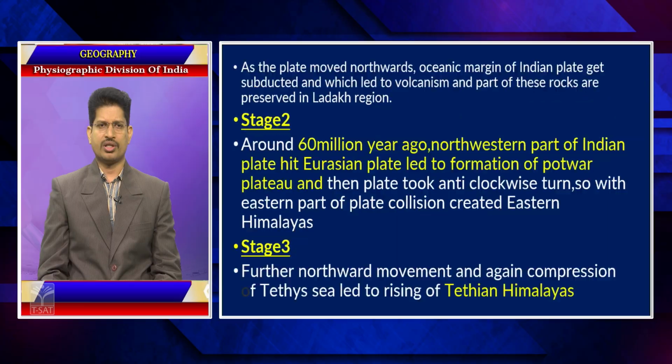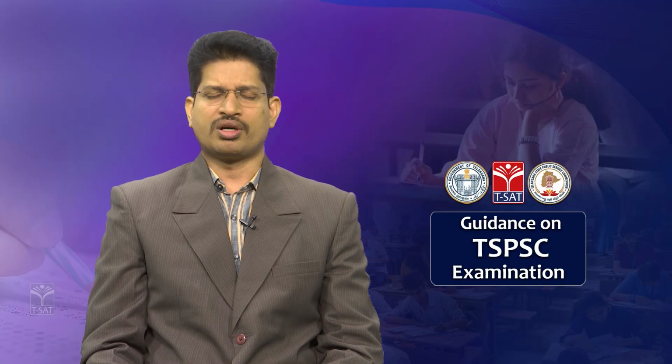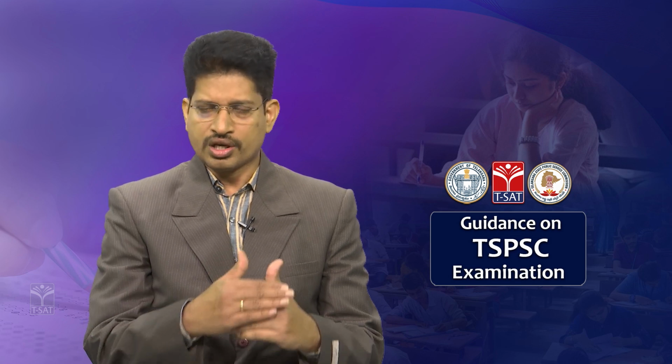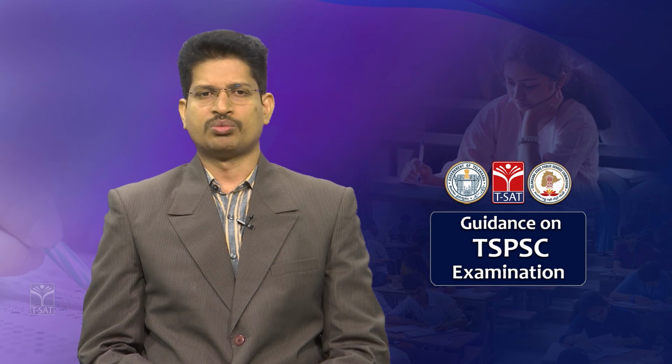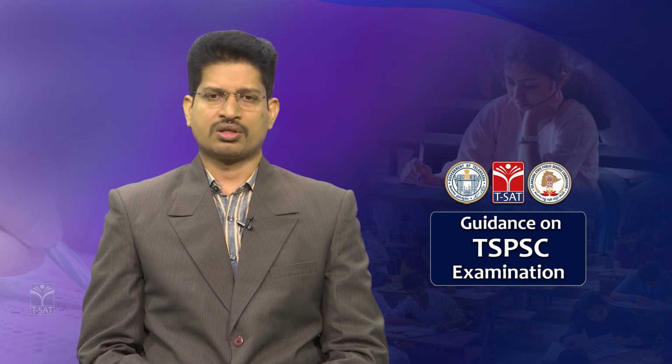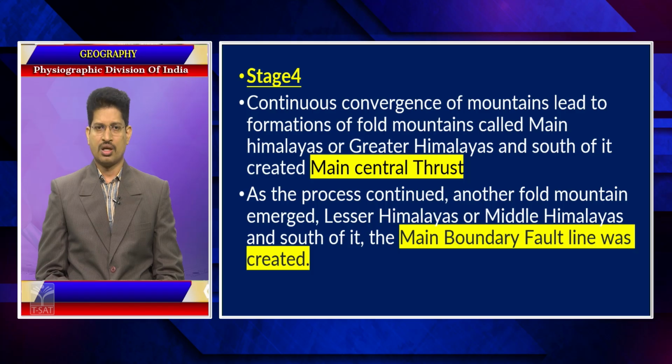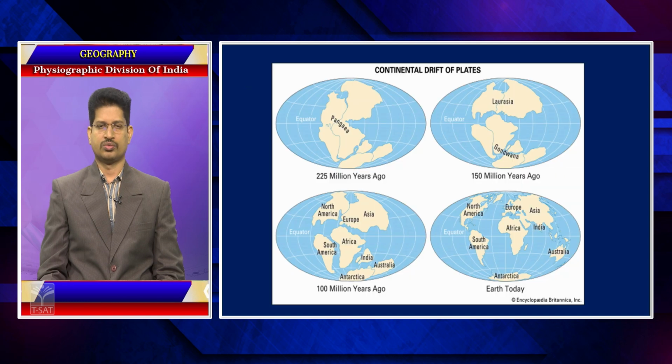So, in this process of upliftment, it led not only to the formation of folded mountain chains, it also led to the formation of faults longitudinally across the length of the mountain ranges, known as the Main Central Thrust, and the Main Boundary Fault line was created in stage 4. This is how the existing configuration of the continents has been formed because of the drift of the continents.